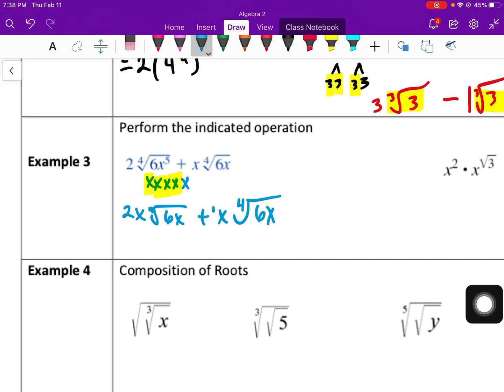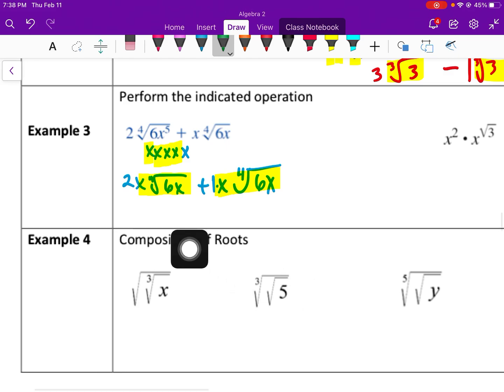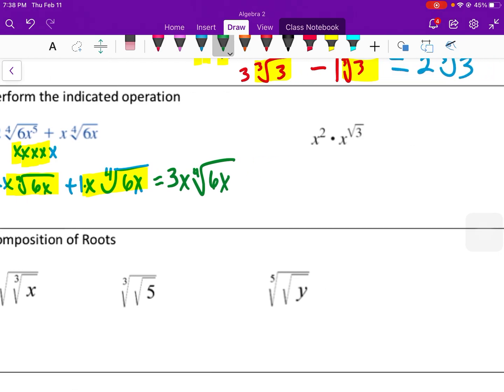Now, our leading coefficients are going to be 2x, and then again there's that implied 1 in front of there for the leading coefficient, so 1x. So is x times the 4th root of 6x the exact same thing as x times the 4th root of 6x? And we can include that 1. It is the same. So now we can add them. 2 of this plus 1 of that. And if you're guessing 3 of that, you're right. 3x 4th root of 6x. And then that'll be it there.